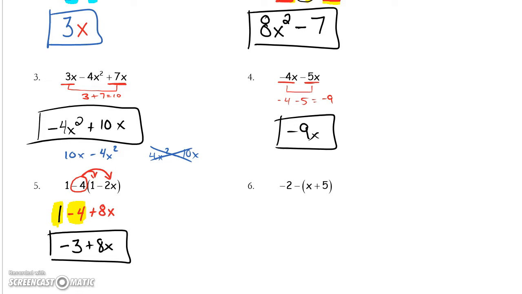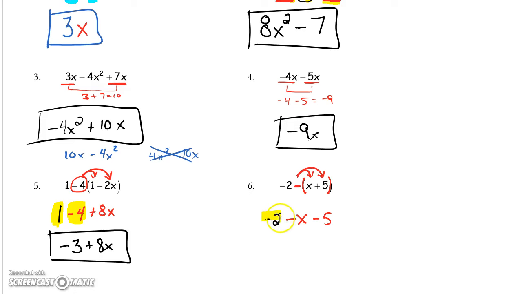Number 6 is similar, and this is one that you want to pay close attention to. It's one that lots of students get wrong. I am not distributing a 2 or a negative 2 here. Directly in front of these parentheses is only that minus sign. The negative 2 I bring down just like I brought the 1 down in number 5. And I distribute my minus sign. It's basically saying take that x and make it negative, minus x. It's also saying take that positive 5 and change the sign, make it opposite, minus 5.